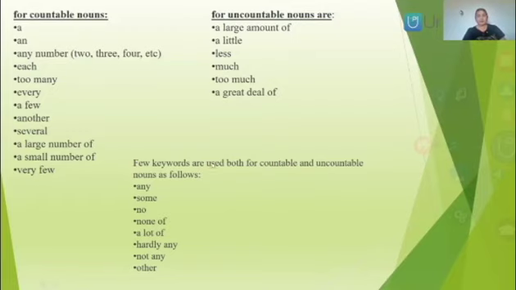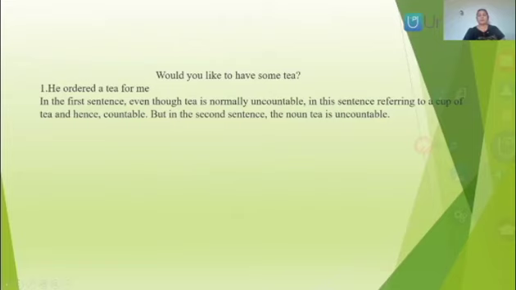Next. I told you in the beginning itself, some words, some keywords you can call them, are used for both countables and uncountables. For example, any, anybody, some, someone is knocking at the door. No, no one, none of them, a lot of, hardly any student, not any other. These words we could use for both countables and uncountables.